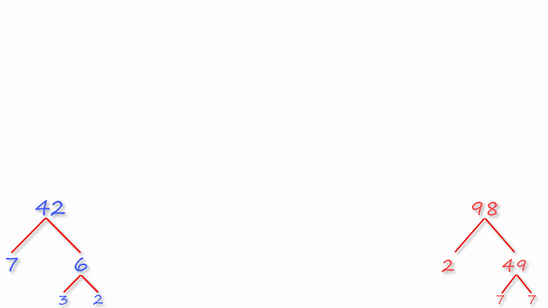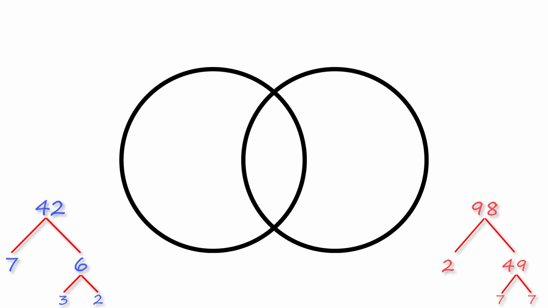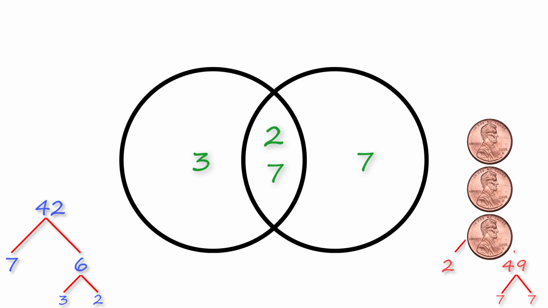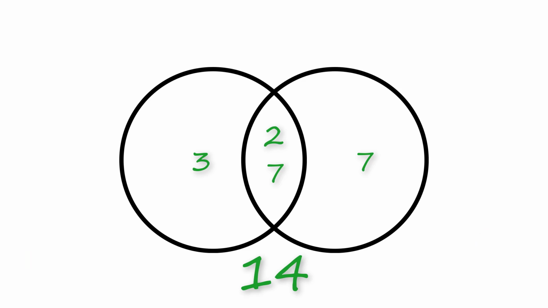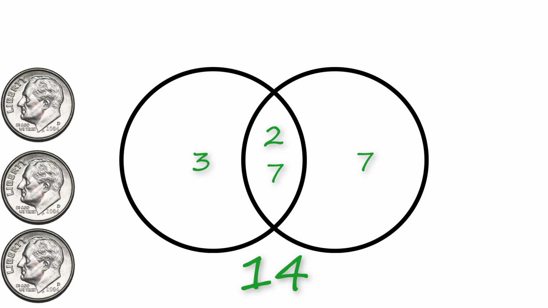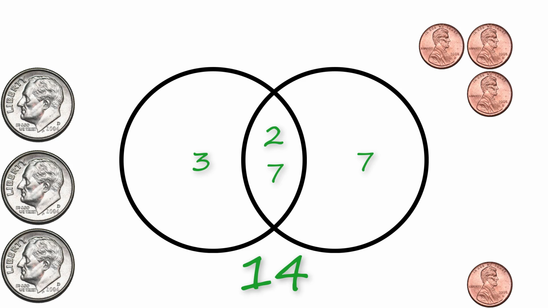Now let's make the Venn diagram. Both of the numbers have a common factor of 2 and 7, which means that 2 and 7 will be in the middle, 3 will be on the 42 side, and 7 will be on the 98 side. Multiply all of the numbers in the middle, and you'll get 14. This means that the greatest number of stacks you can make is 14. And to go further, each stack has 3 dimes and 7 pennies.